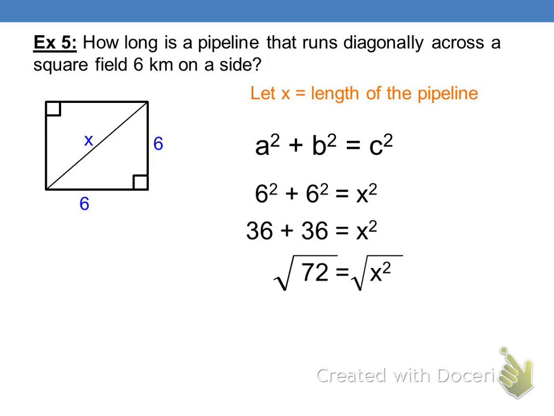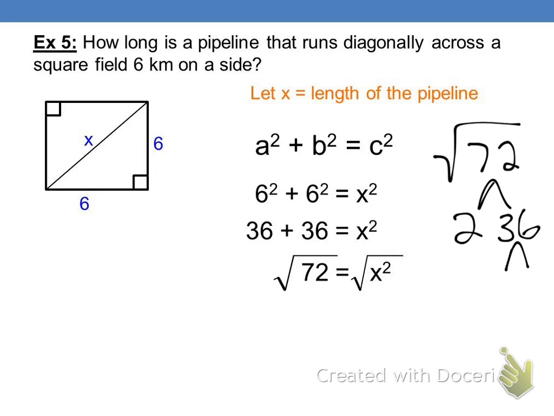We're going to do the square root of both sides. Square root of 72. I know that 12 and 6, 2 and 36, right? 6 and 6. If you want to break it up into 2, 3, 2, 3, you can, but I already see that 6 is the repeater. So this is going to be 6 square root 2.